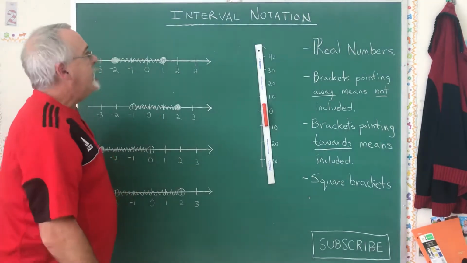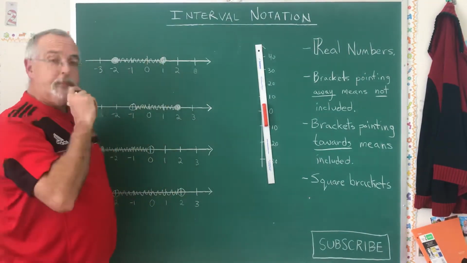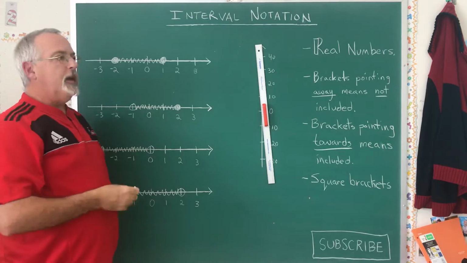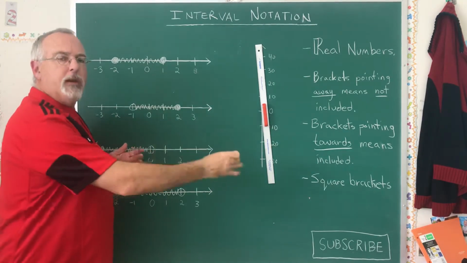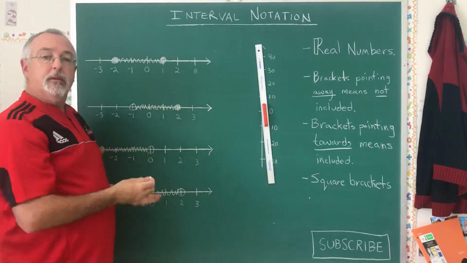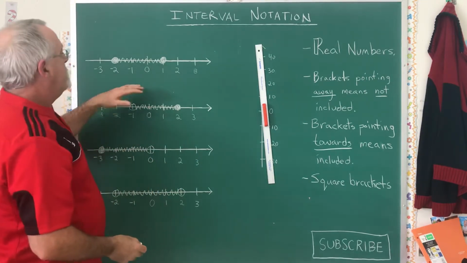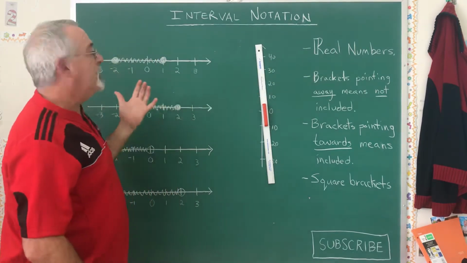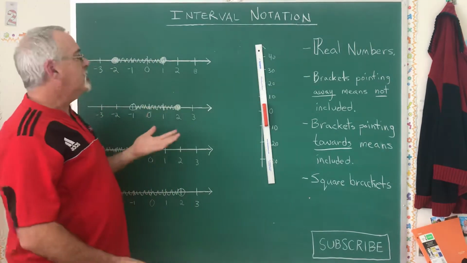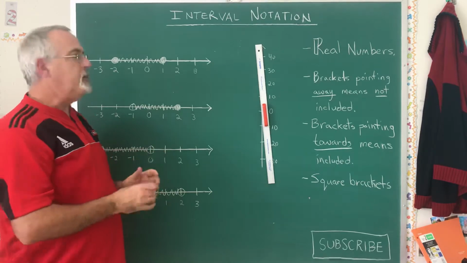Today's daily dose of math is about interval notation. Interval notation is a way of showing a range of numbers from one number to another number that includes all the numbers in between. This works with real numbers because we're not only including whole numbers in our answer, we're also including all those decimals and fractions that are in between them.